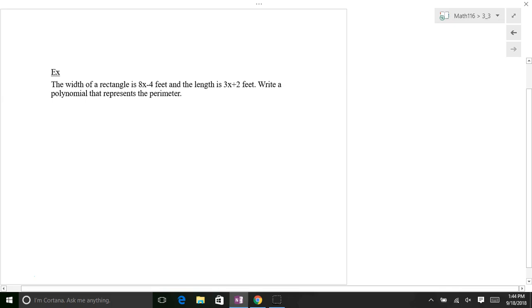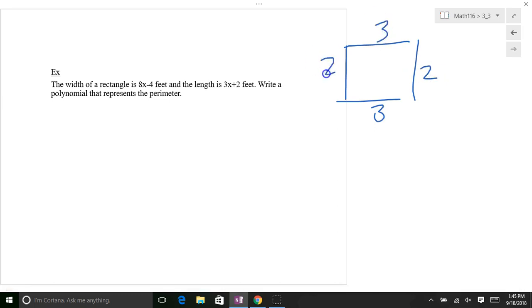Alright, the width of a rectangle is 8x minus 4 feet, and the length is 3x plus 2. Write a polynomial that represents the perimeter. If you're thinking about the perimeter, you're just adding up all the sides. Like if this is 3 and 2, and you say 3 plus 2 plus 3 plus 2, you get 10, right? You just add them all up.